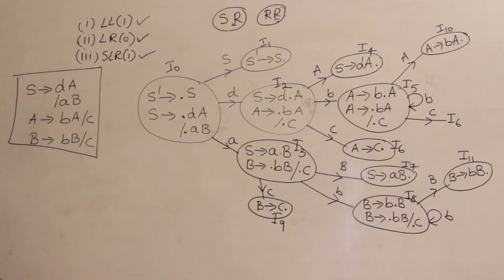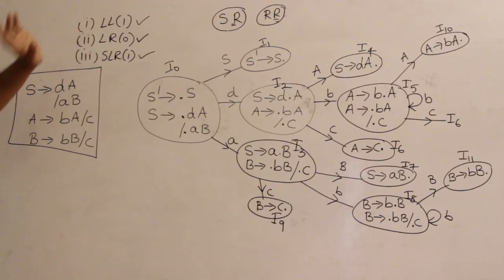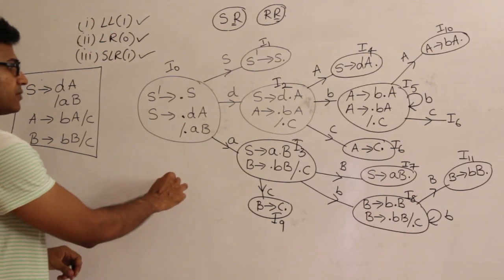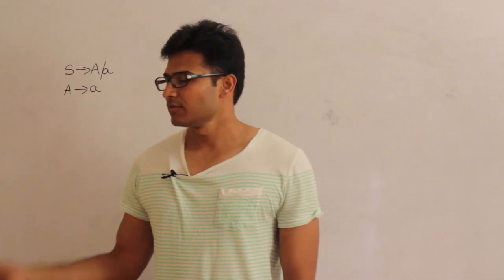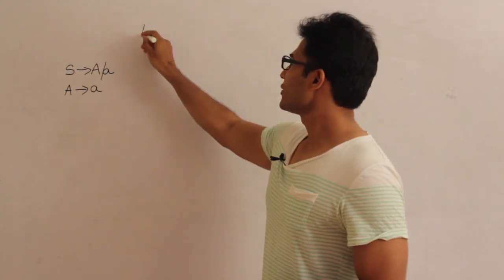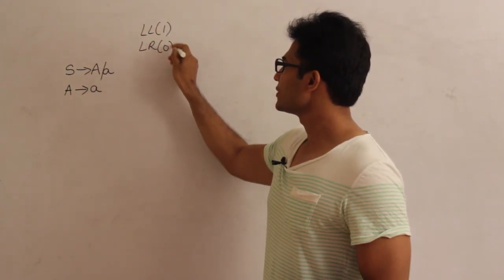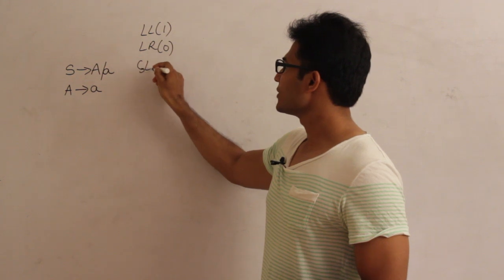So this grammar is actually LR, LR0, SLR1 as well as LL1. So let's see some other example. Let's see one more example. Let us see whether this grammar is LL1 or not. I want to find out whether this grammar is suitable for an LL1 parser, LR0 parser or SLR1 parser.